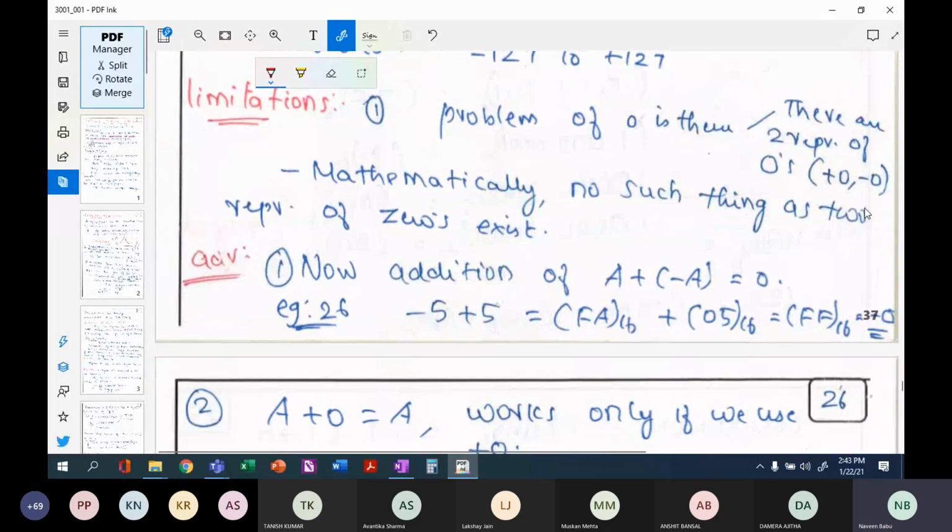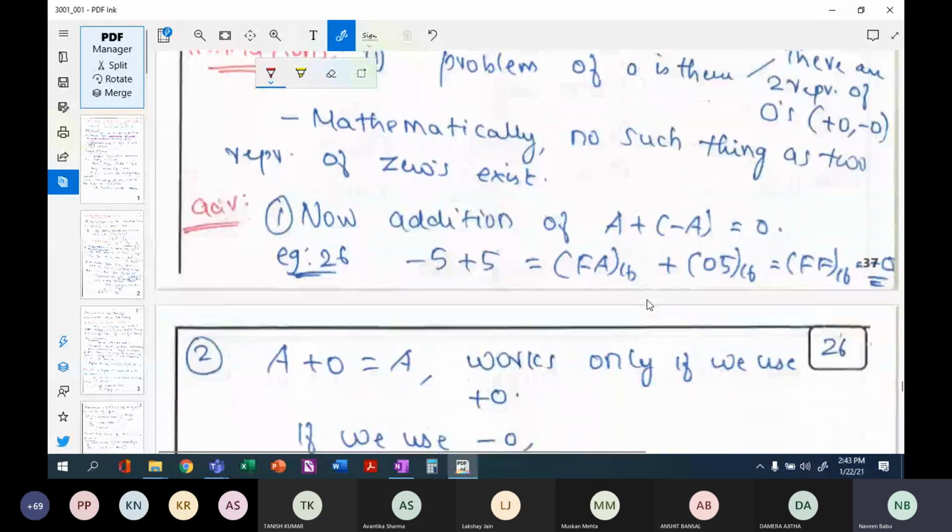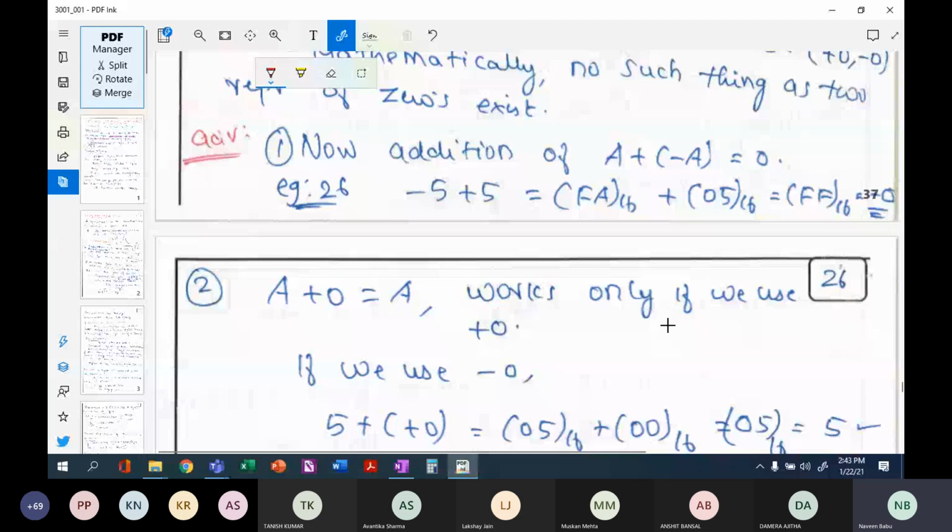So still you are getting a value equivalent to 0 here. So if you add, you are able to get the exact result, but there are two zeros here, plus 0 and minus 0. And another limitation here is, if you add a plus 0, it works fine, you get a. Since you have two zeros here, plus 0 and minus 0, you must also get a here. What is a plus 0? It is a. So a plus minus 0 must also be a, right? But here it doesn't happen.